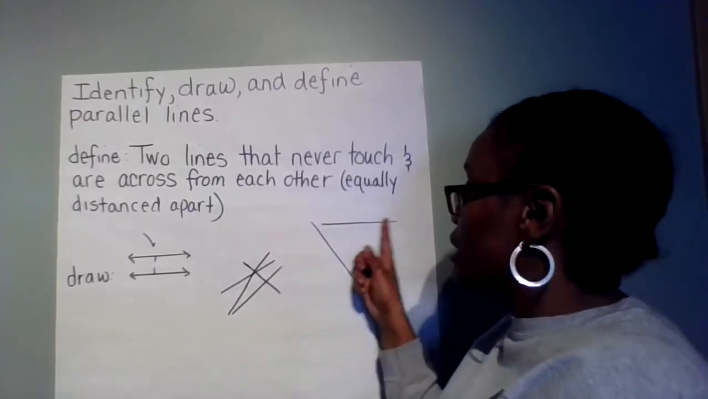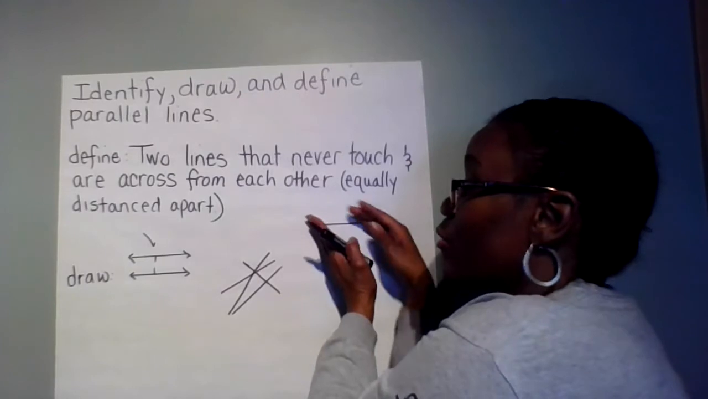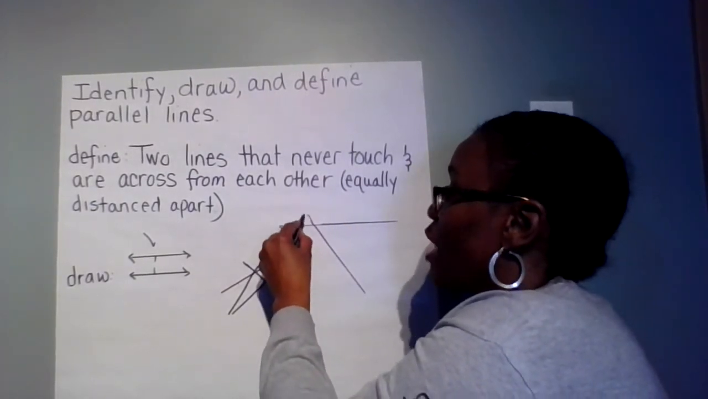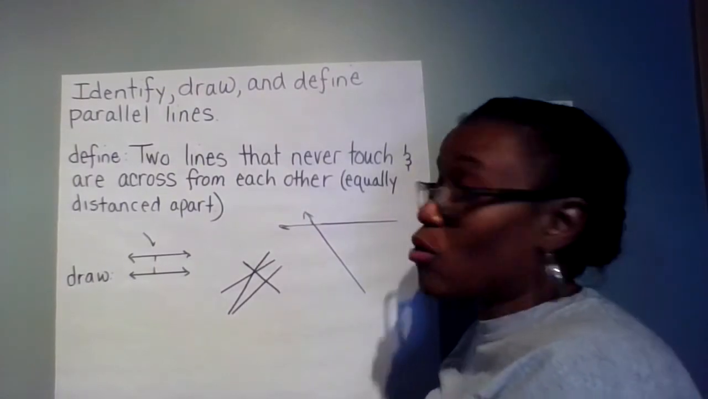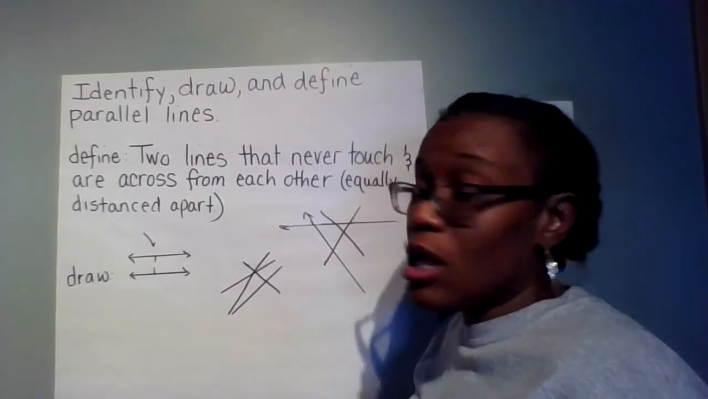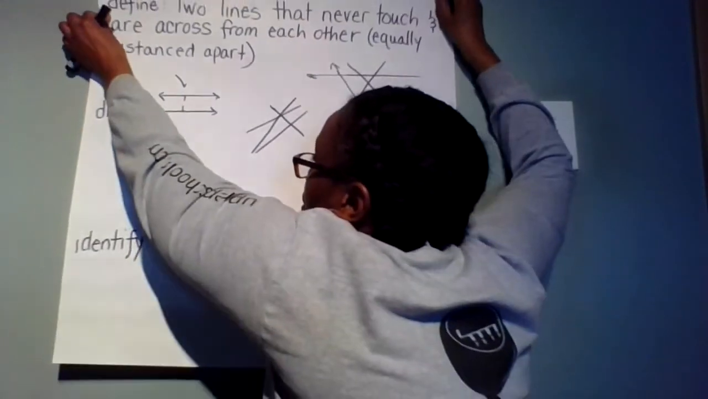And the same with this. These are not equally apart. They're really two different lines, and as you can see, you won't even have to go that far for them to cross. So those are not parallel lines. So let's identify some parallel lines.